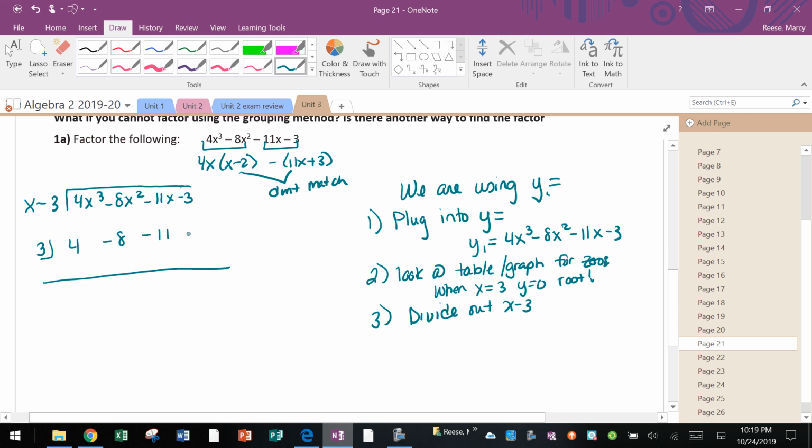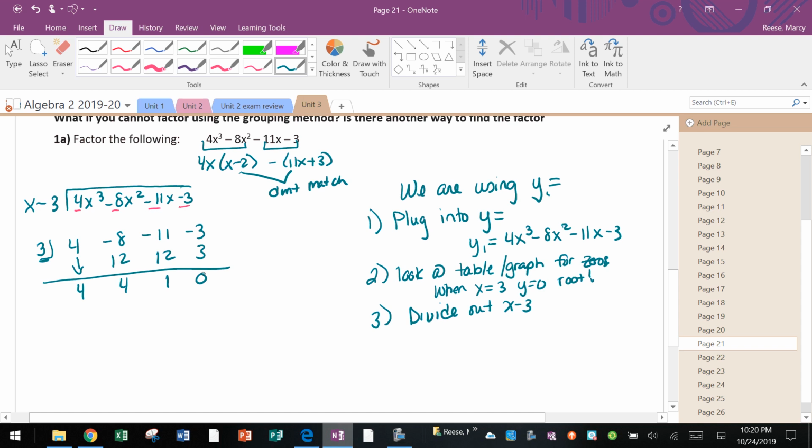And then all of these for the negative 8, negative 11, negative 3. So the coefficients and the constants go up here. And then remember how I do this. I bring the 4 down. And then I do 3 times 4 is 12. And then I combine negative 8 and 12, make 4. And I do 3 times 4, and I get 12. And I bring it up here, and I do negative 11 and 12. I do 1, and 3 times 1 is 3. And oh, look at that, there's my root.